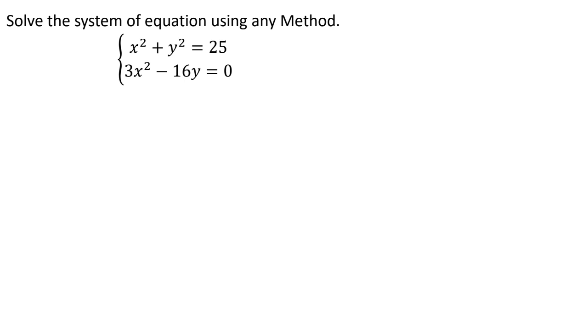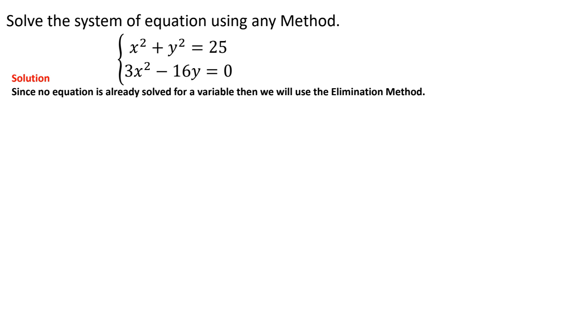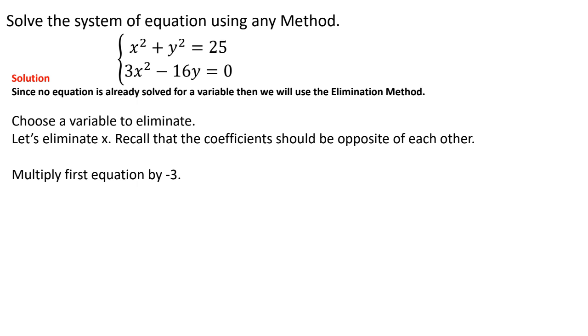Okay, so again, they're letting us choose any method that we want. I'm going to go ahead and use the elimination method again. And what I want to do now is eliminate my x. I would rather eliminate my x because that way all I need to do is multiply a negative 3 to that first equation. And when I add them, I will eliminate my x. So let's go ahead and do this.